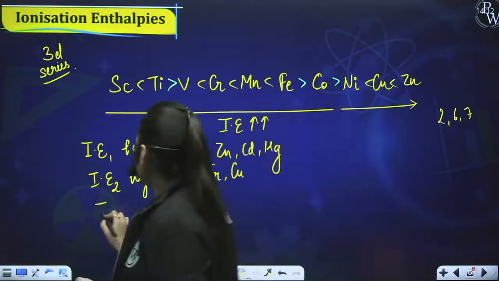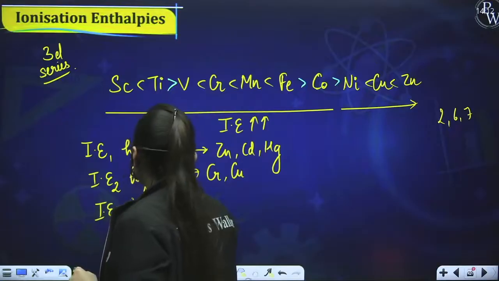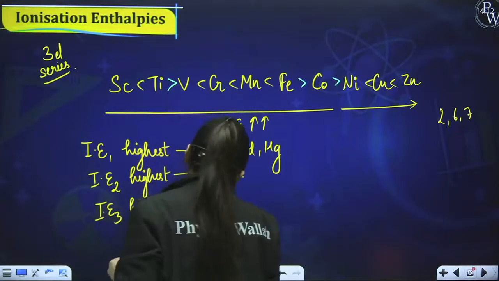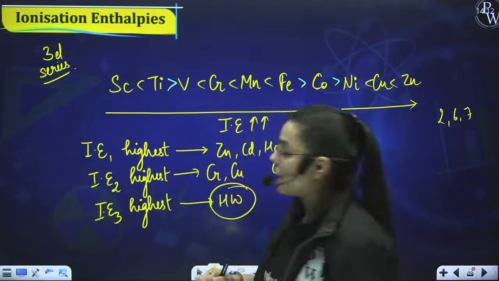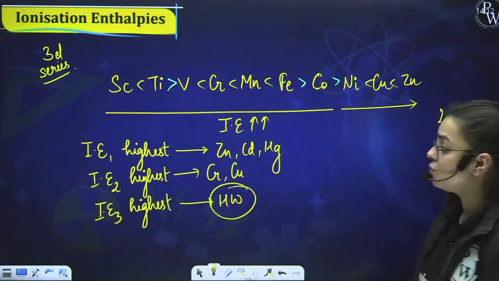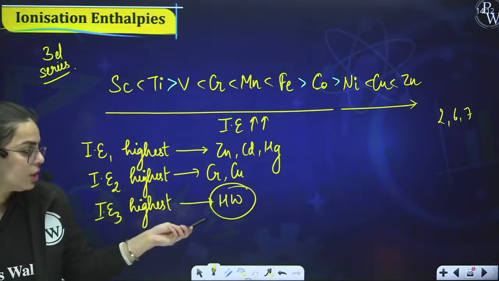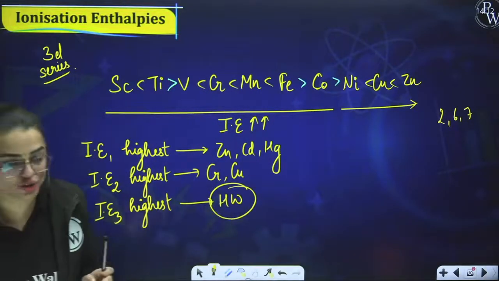Now comes when you have to remove one more electron. So this is your homework. You have to tell me for which element the third ionization energy will be highest. This you have to write in the comment section. It will be interesting if you participate in the questions I give you. This is your homework. You have to tell which will have the highest value.